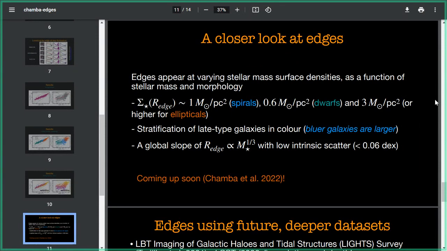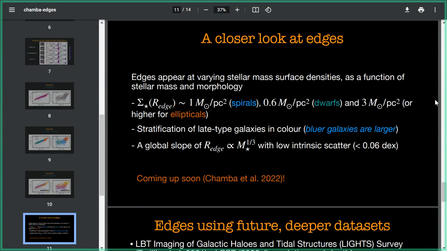For the dwarfs, it's about half of that. And for the ellipticals, it can be 3 or even higher. We found that bluer galaxies are larger, for late-type galaxies especially, and that there's a global slope in the R_H stellar mass plane with a slope of 1/3, and this has a low intrinsic scatter. This is less than 0.06 dex. To give you an idea, compared to the effective radius, this is about 3 times smaller. So these results will be coming out soon, hopefully this year, so stay tuned.